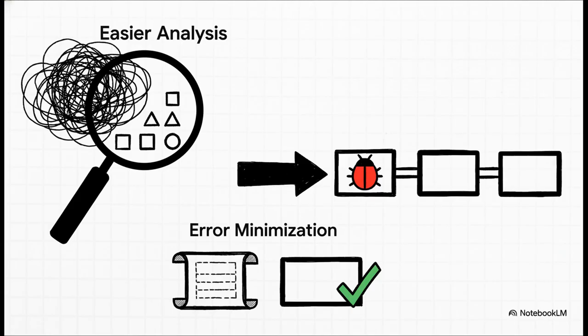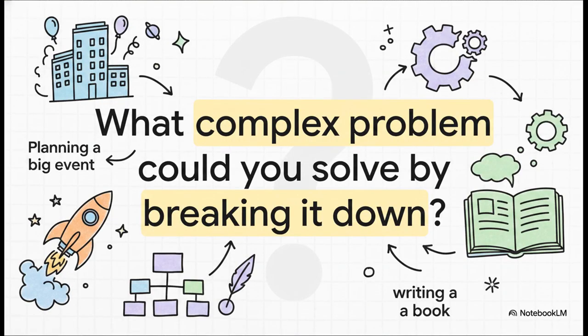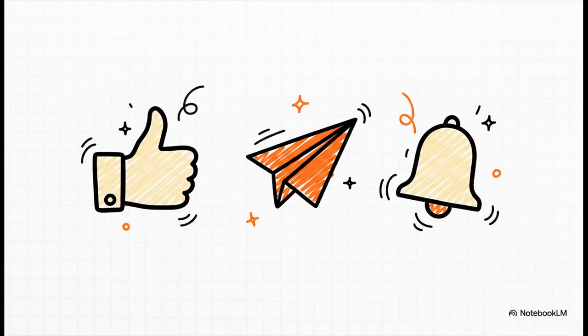code. And finally, this method forces you to think so clearly about what each part of the software needs to do, which results in much better, much more precise requirements from the very start. And this brings us to a final thought. This way of thinking isn't just for software. Planning a big event, launching a new project, even writing a book, they're all complex systems at their core. So what's a big problem in your life that you could tackle by breaking it down into smaller, more manageable pieces? It's a really powerful way of thinking, isn't it?